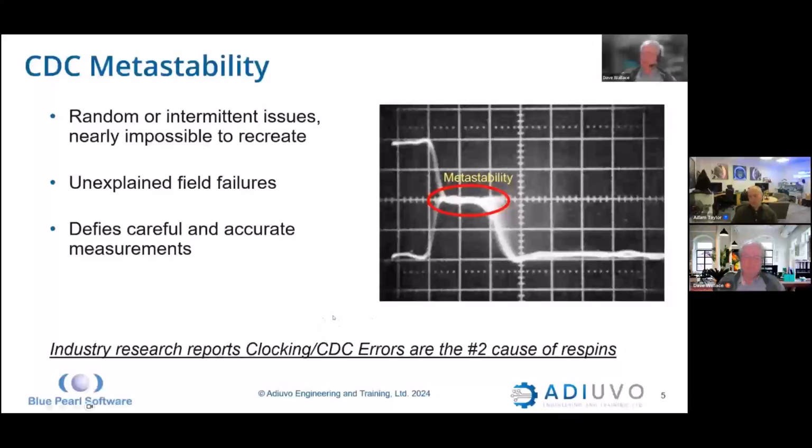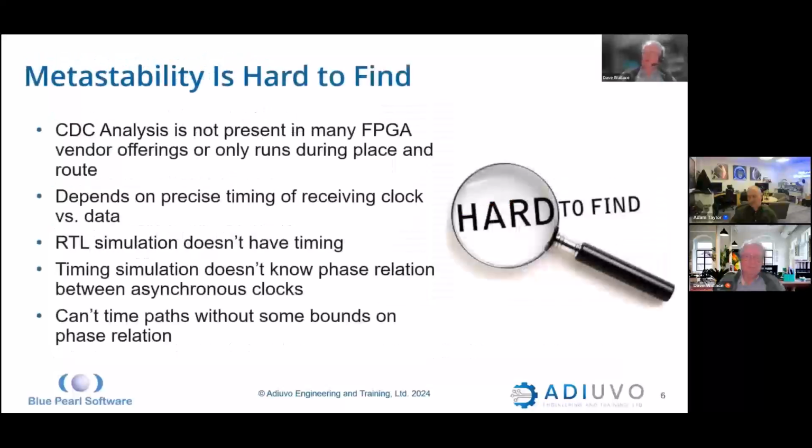Industry reports show that clocking and CDC errors are the #2 cause of respins in designs. So this is a real problem, and it's one that's very hard to detect. Why is it hard? Well, first of all, for a lot of FPGA developers, the CDC analysis may not even be present in your FPGA vendor offering tool sets, or it may only run during place and route at the very end of the design. I'll talk a little bit later about why that's a problem.